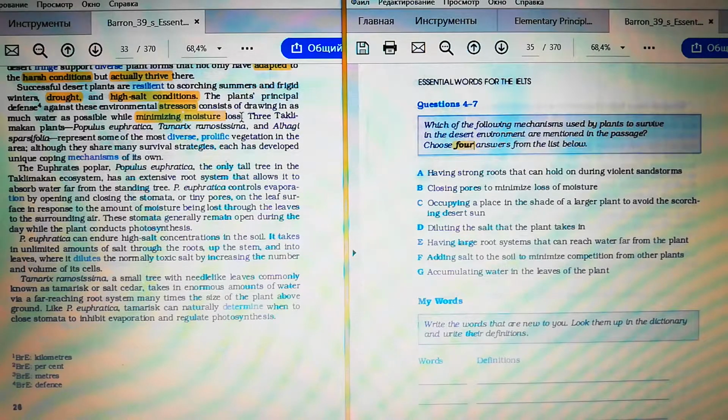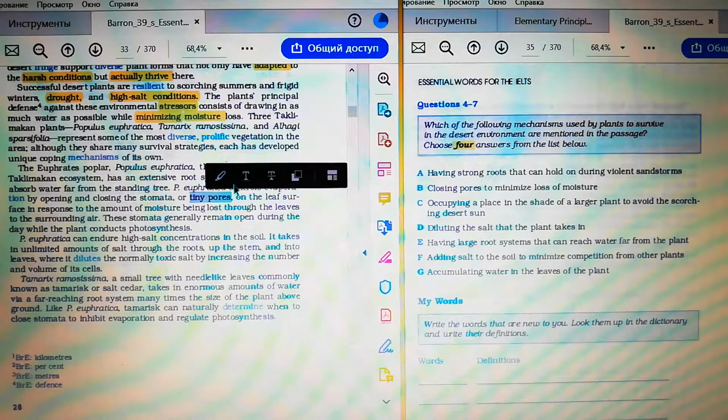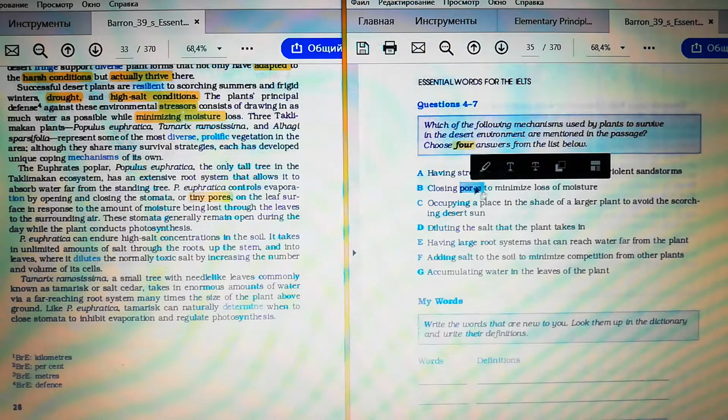And let's review the answers. As we know, it goes one by one and it keeps order. We go below and try to find any possible mention about the way they could survive in the desert. So here we have some information about tiny pores, and we have pores here as well, and we can highlight it, closing pores. So it means closing pores to minimize loss of moisture.